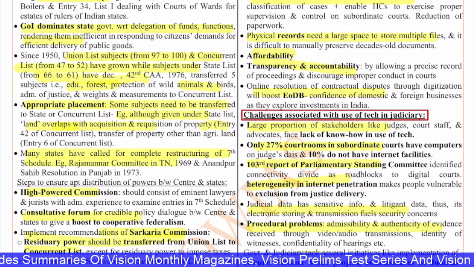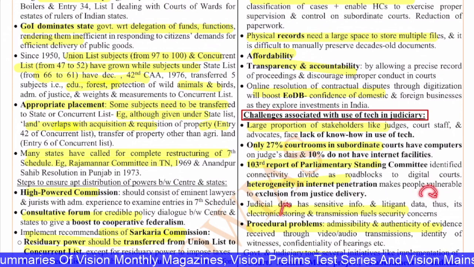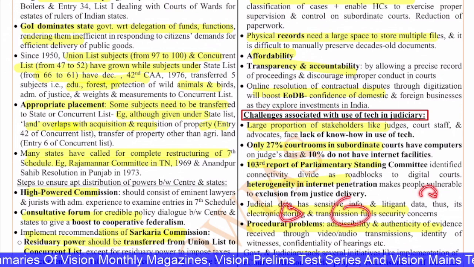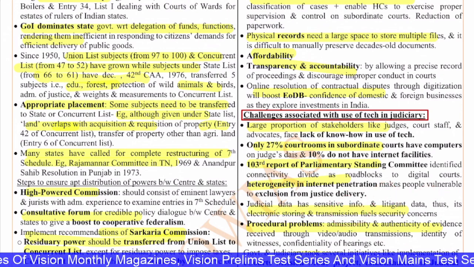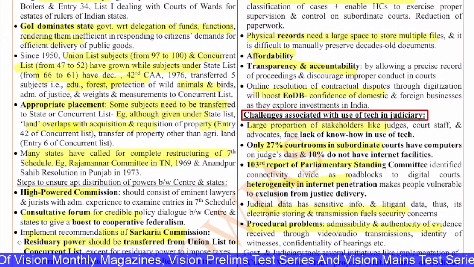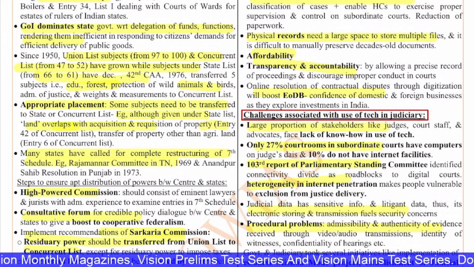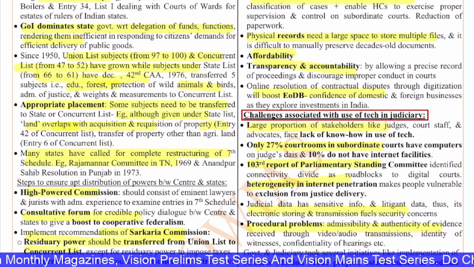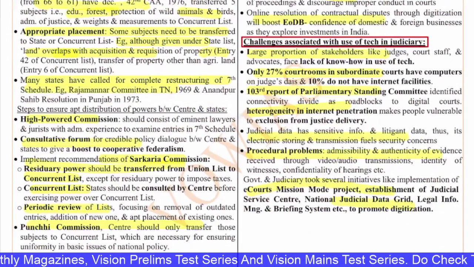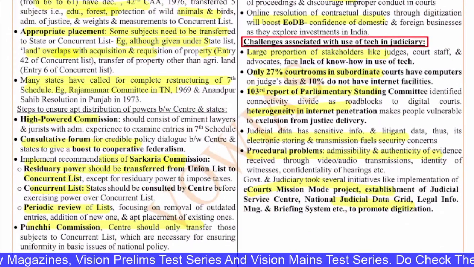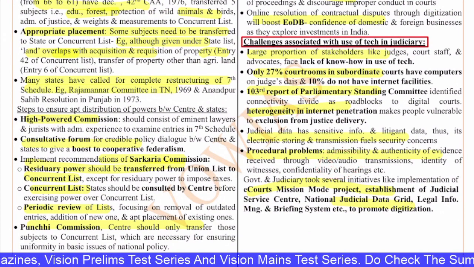Thus, the electronic storing and transmission fuels security concerns, because with digitization, one of the main issues is security. There might be leaks, there might be hacks, and that will expose the sensitive information of the litigants. And after this, there are the procedural problems: the admissibility and authenticity of evidence received through video and audio transmissions, the identity of a witness, and the confidentiality of hearings. All of these are the procedural problems that are there.